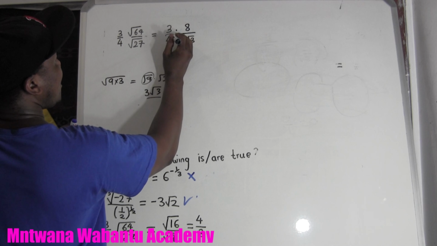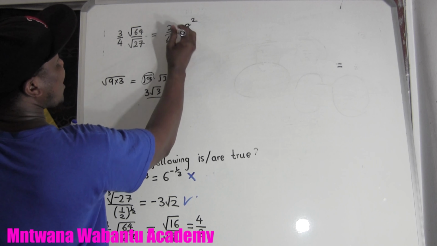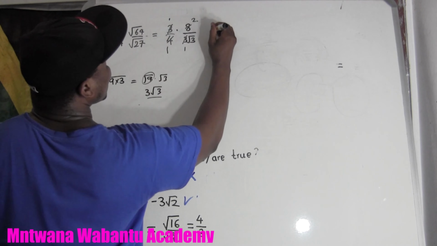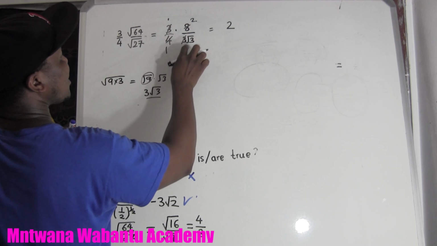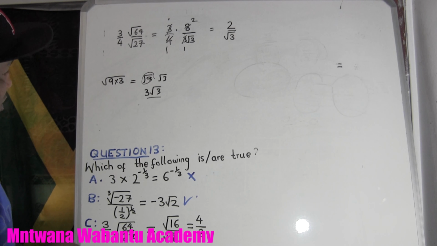Look, by 4 itself 1, how many 4 in 8? 2. By 3 itself 1, by 3 itself 1. So 1 times 2 equal to 2, and 1 times square root of 3, square root of 3. You see what I'm saying? Square root of 3, right?